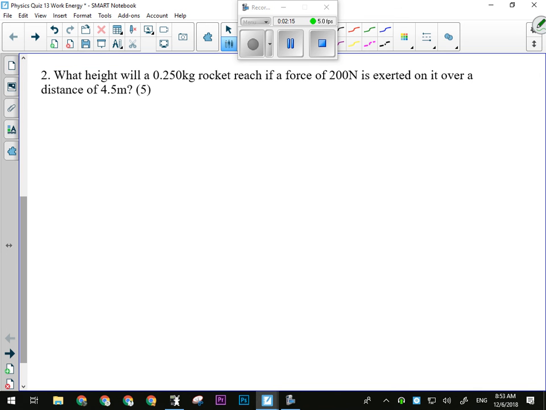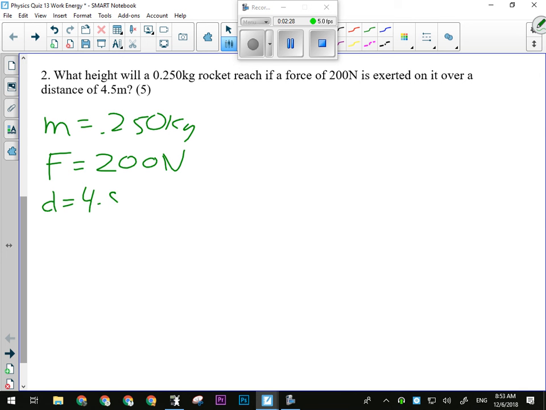All right, second question. We're looking for the height that a 0.250 kilogram rocket will reach if a force of 200 newtons is exerted on it over a distance of 4.5 meters. So if you ever built a bottle rocket, this is essentially what we're talking about here. The force of the expanding gases acts on it until the gases don't expand anymore, and then it just travels upwards until it runs out of steam.